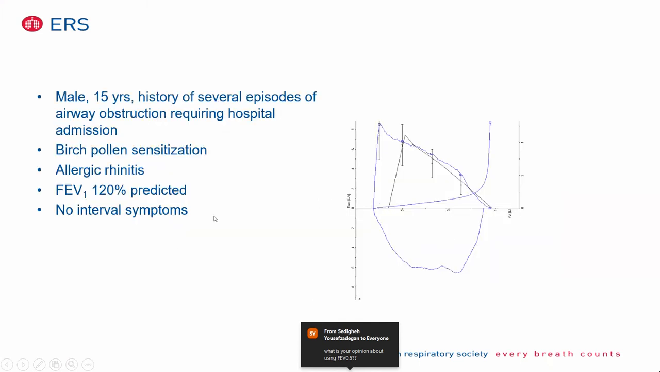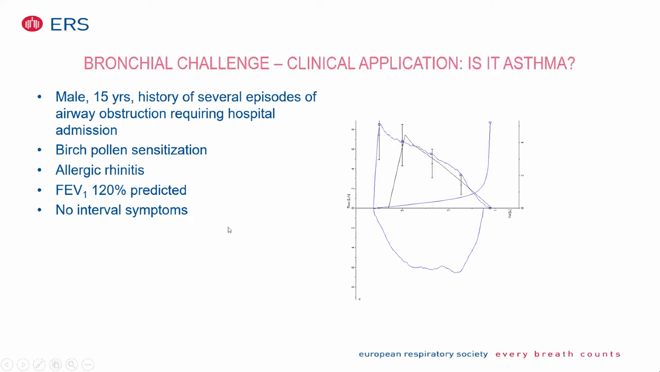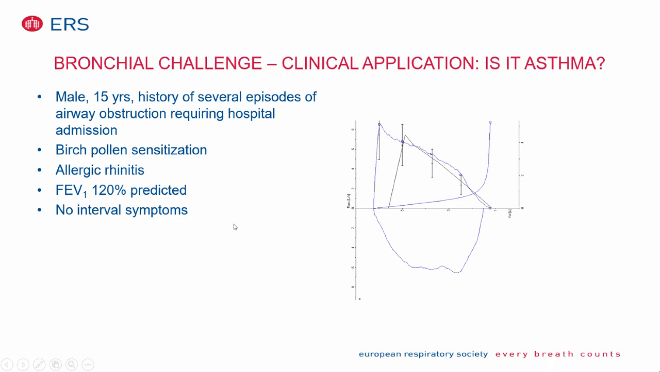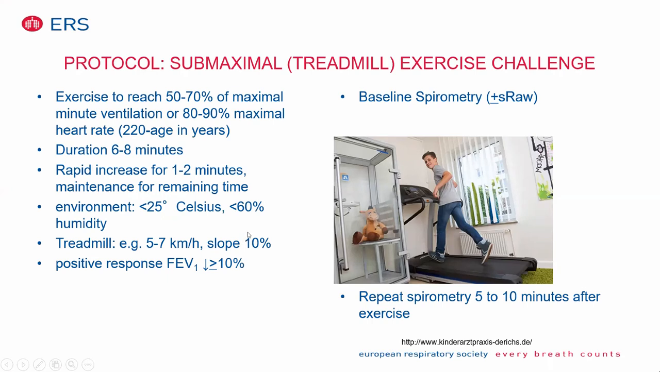When do you use a bronchial challenge test, or which bronchial challenge test do you use? Here is an example. A 15-year-old adolescent who already had several episodes of airway obstruction requiring hospital admission, but with a completely normal lung function. Here you have the spirometry curve, an FEV1 of 120% predicted and no interval symptoms. So what do you do? You want to know whether this boy really has asthma. The best bronchial challenge test would be to put him on a treadmill and perform a submaximal exercise challenge.